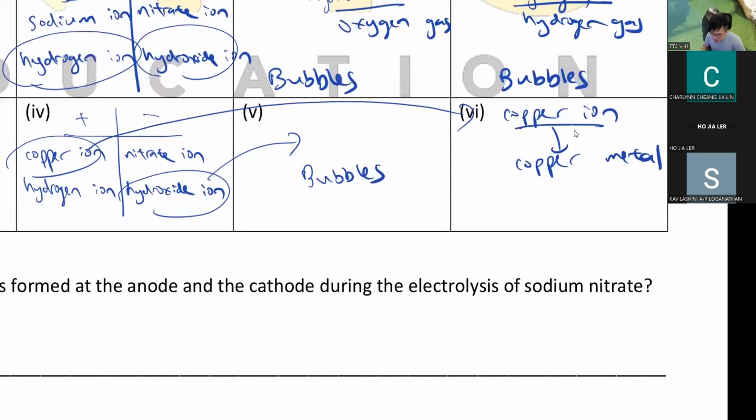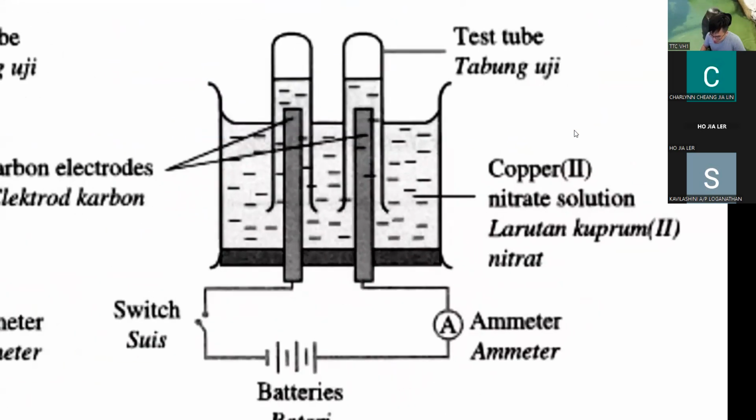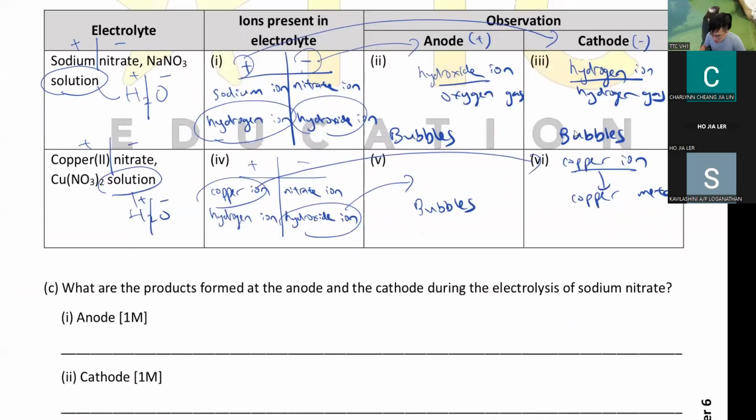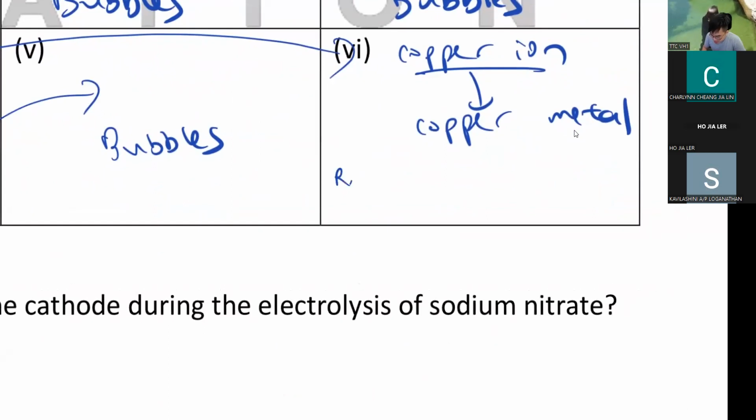So what do you see here instead? Copper will come to the negative and it will stick here. So what you see is, you will slowly see brown color stuff stick here. You will slowly see copper stick here. All right. So how do we describe this? We say reddish brown deposited.